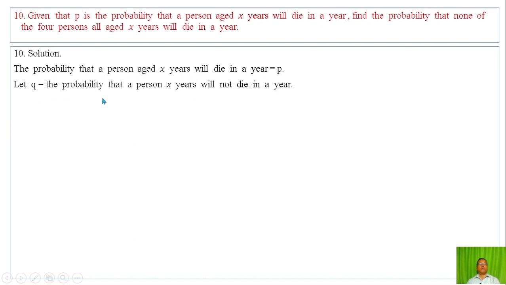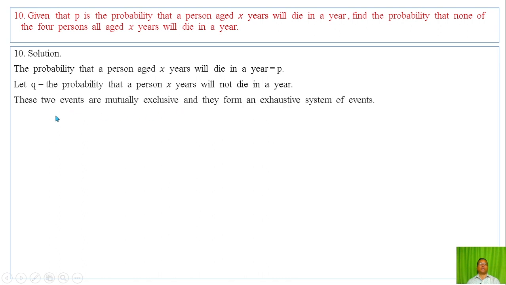Let q be the probability that a person x years old will not die in a year. These two events are mutually exclusive and they form an exhaustive system of events. So p plus q must be 1, then q equals 1 minus p.